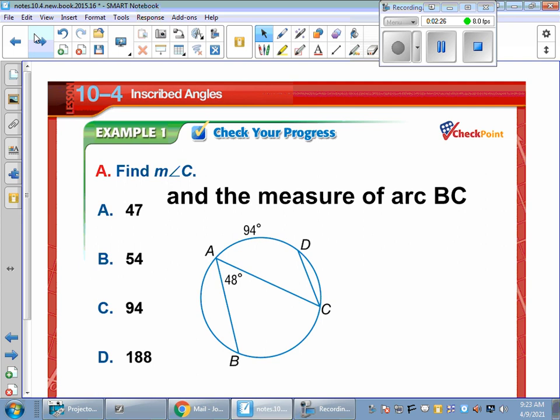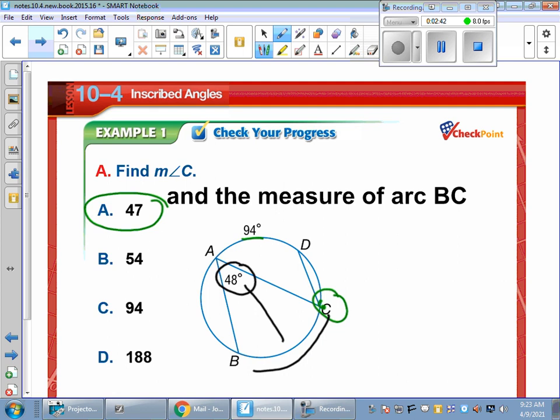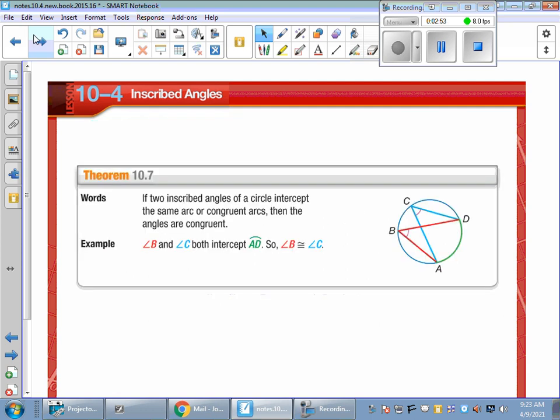Same concept here. They want you to find the measure of angle C. Here's angle C. Is it an inscribed angle? Yep, the vertex is on the circle. You take 94, you take half of that, you get 47. Now they want you to find this arc right here. The angle opposite is 48. You double that, so times that by 2. That will give you 96. I know that option's not in there because I just added that in, just to work in both directions.